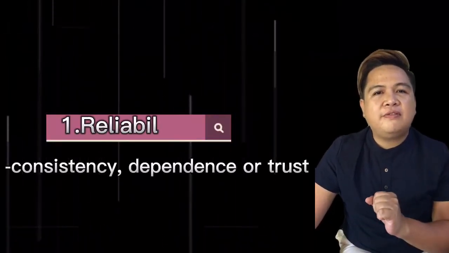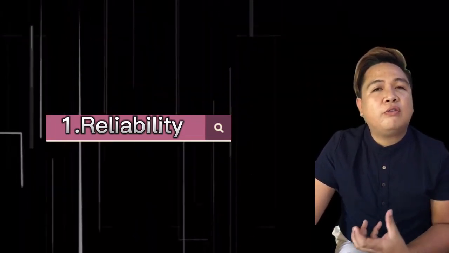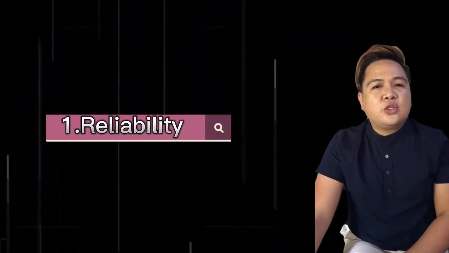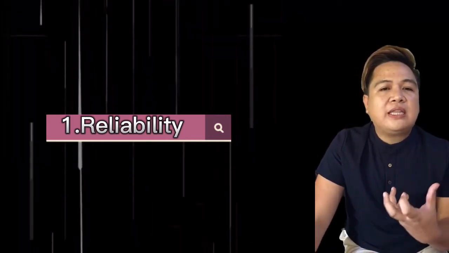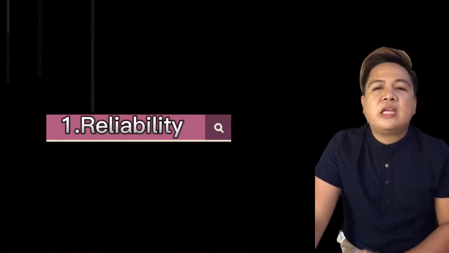From the word itself, it means consistency, dependence, or trust. A measurement procedure is reliable to the extent that repeated measurement gives consistent results for the individual. A test is considered reliable if it yields consistent results on successive administrations. So by reliability of a test, we mean how dependable or faithful the test is. In a general way, if a measuring instrument measures consistently, it is reliable.